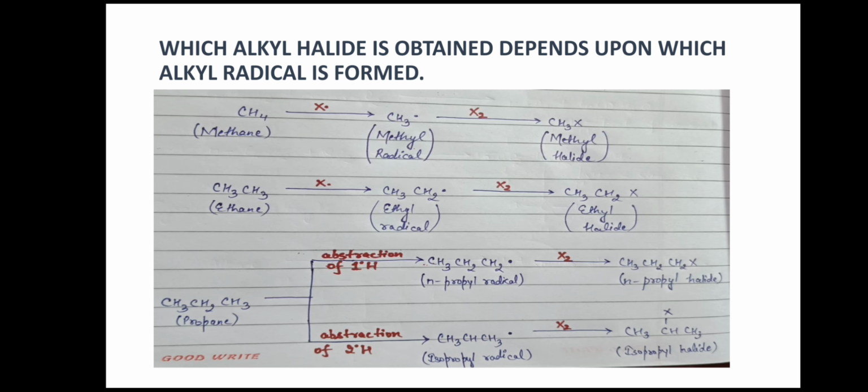And when we have propane, it can be n-propyl radical or n-propyl halide, or maybe isopropyl radical or an isopropyl halide. The products depend on the reactivity of tertiary and secondary.